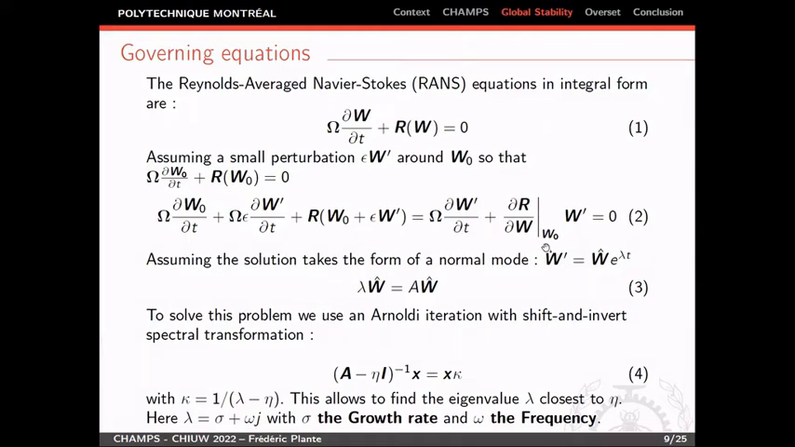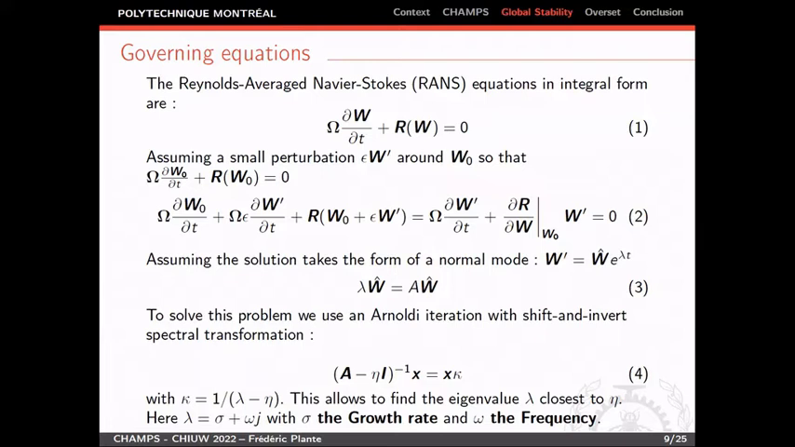And then by assuming that the solution takes the form of a normal mode, we're able to reduce the problem to an eigenvalue problem, equation 3 on this slide. So this problem, we need to solve it to be able to detect if the flow is stable or not. By solving the eigenvalue problem, we will get the eigenvector W hat, which is the spatial shape of the mode, and the eigenvalue lambda, which contains a real part, the growth rate, and an imaginary part, the frequency. So if a mode has a positive growth rate, it is unstable.